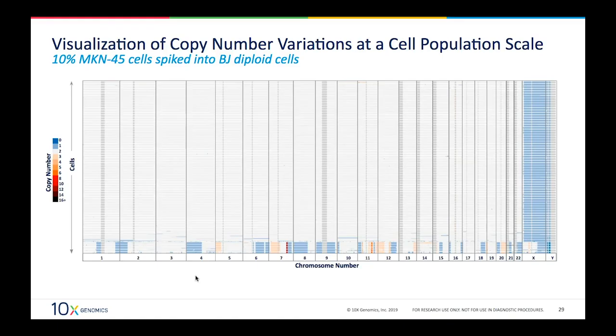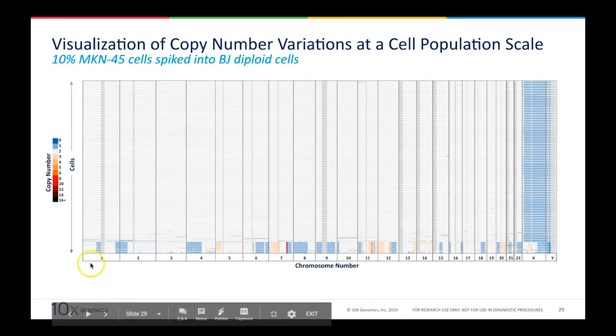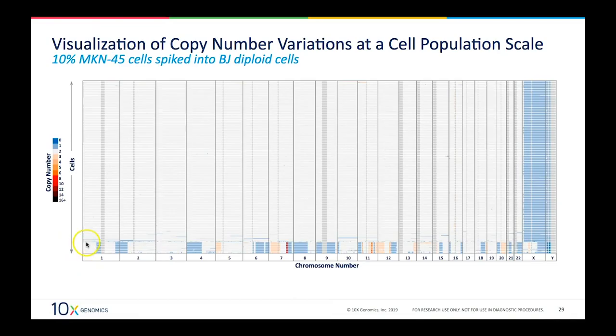So what we're looking at here is an in vitro mixture of cells that was performed here in the lab at 10x, where there was a mixture of 10% MKN cells and 90% BJ diploid cells that were mixed together and run through the system.